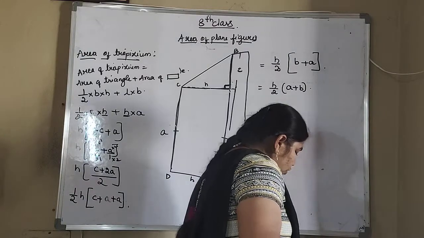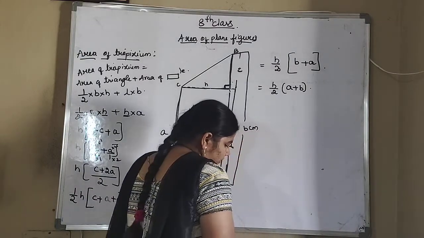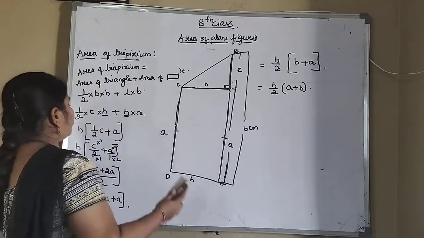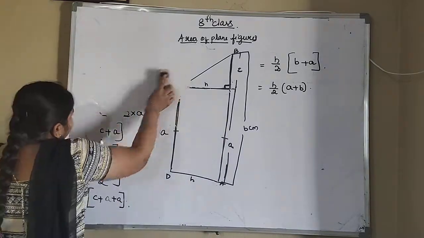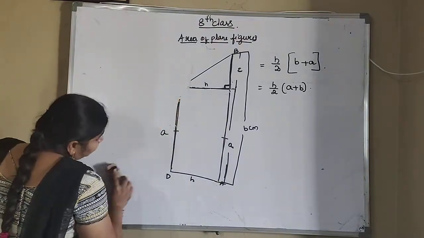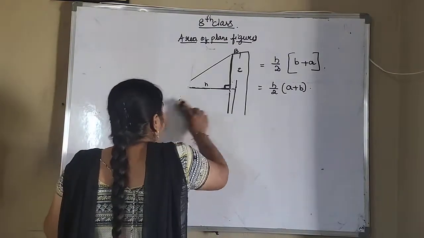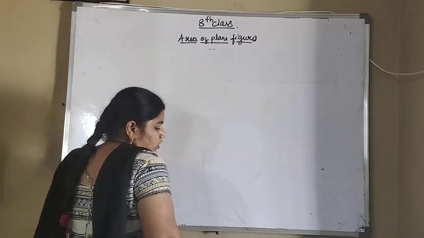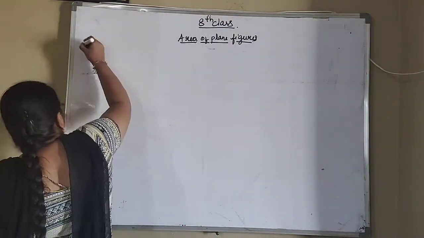Next is area of a quadrilateral, we will see. So how to find area of a quadrilateral formula we will see. Quadrilateral is nothing but it will be having four sides. It can be any type of quadrilateral. For any type of quadrilateral you can find the formula. Okay. So now area of a quadrilateral.